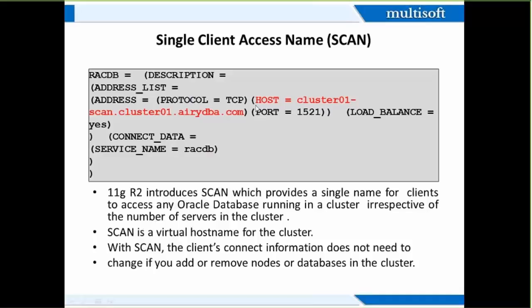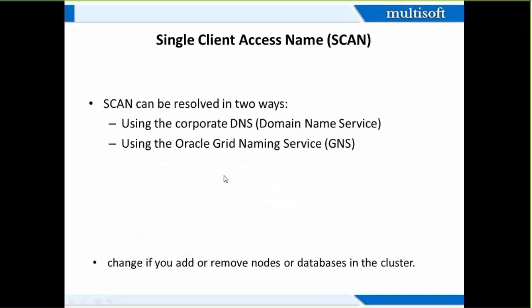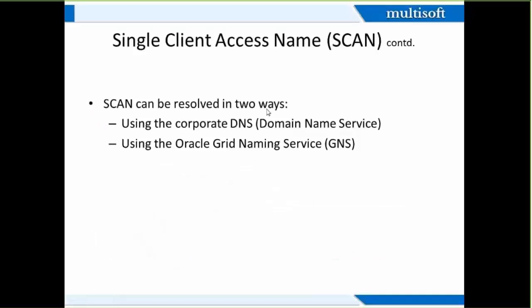Now, by introducing this SCAN name, the client connection information does not need to change if you are going to add any node or remove any node. So this is the basic purpose of putting SCAN name there. You need not modify TNS names entries from all the nodes in case of adding or removing a node. You can resolve the name by using two methods. One is GNS, grid naming service, and the other is DNS, domain name service.